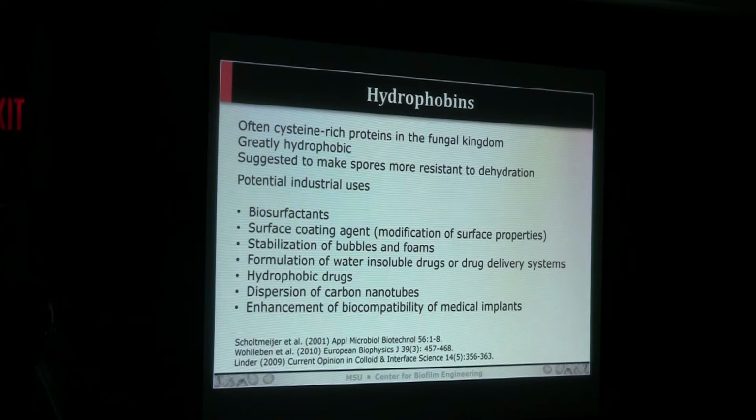And that is actually where some of the industrial applications come in, like surface coating. But before I get there, these are often cysteine-rich proteins. They have a high hydrophobicity, and people have suggested they could be involved or could be used for biosurfactant use as surface coatings, stabilizers for foams, and so on and so forth in drug development or drug delivery.